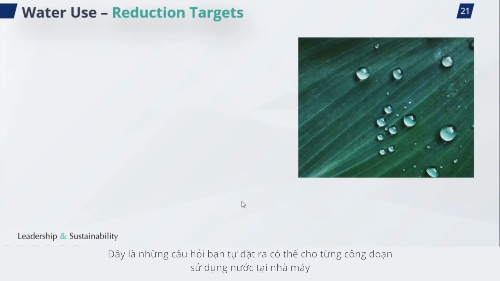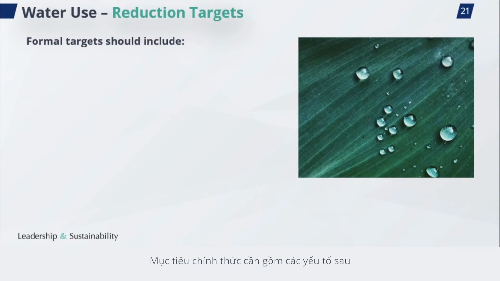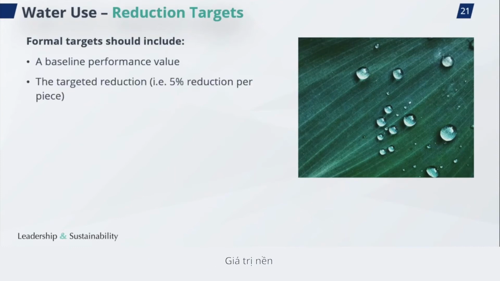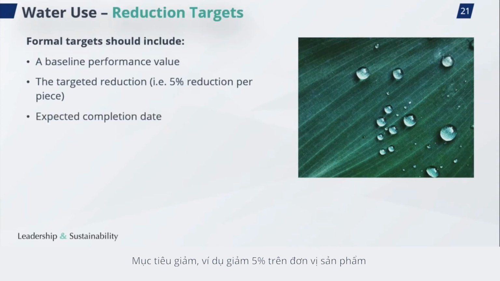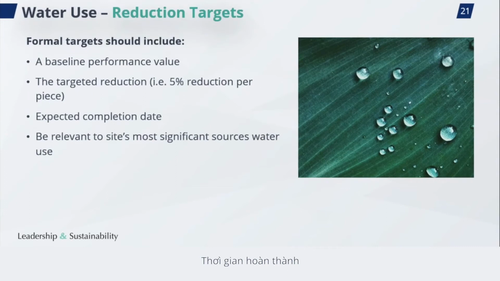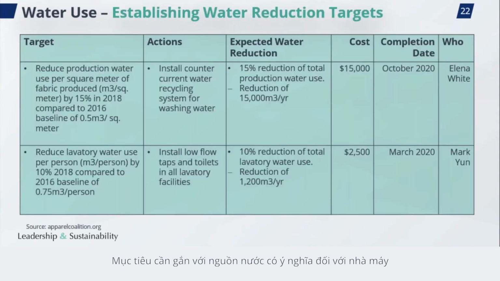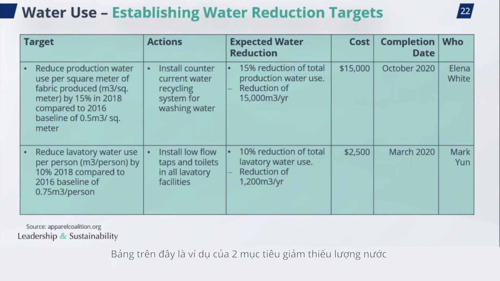And then when it comes to setting the formal targets, the formal target should include a baseline performance value, the targeted reduction, for example, 5% reduction per piece, and an expected completion date. And it should also be relevant to the site's most significant sources of water use. And here now, this is quite a detailed table, but this is just an example of 2 targets, and they may not be applicable to you, but it's just an example.